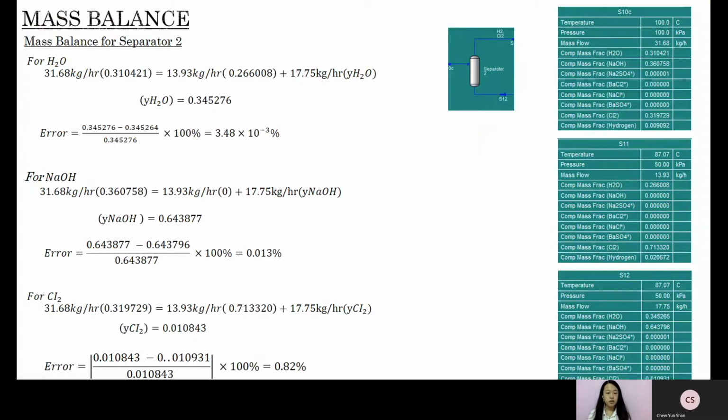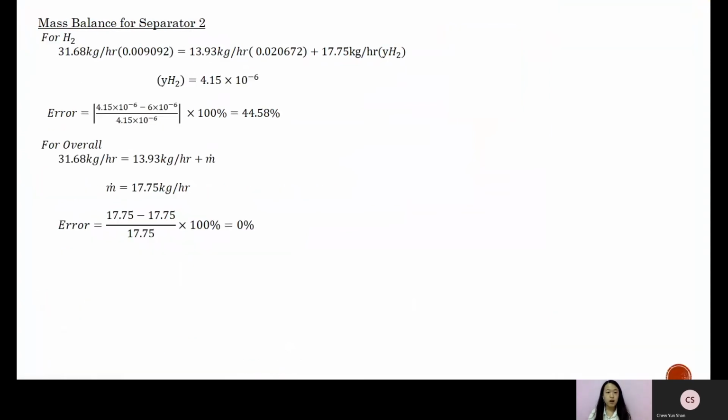For the water, the error we calculate is 3.4 times 10 to the power of negative 3%. For sodium hydroxide, the error is 0.013%. For the chlorine, it is 0.82%. For the hydrogen, we calculate 44.58%. For the overall, the error is 0%.